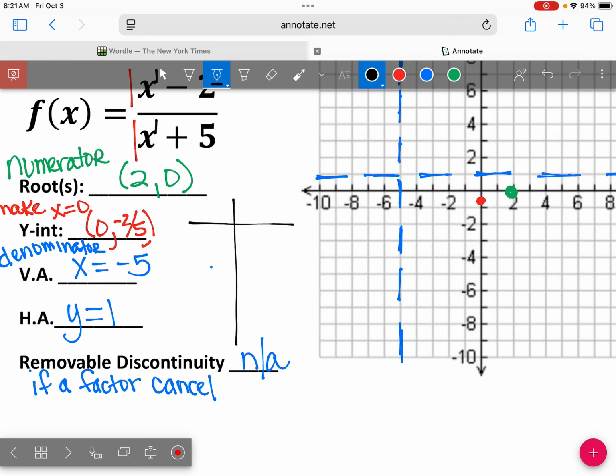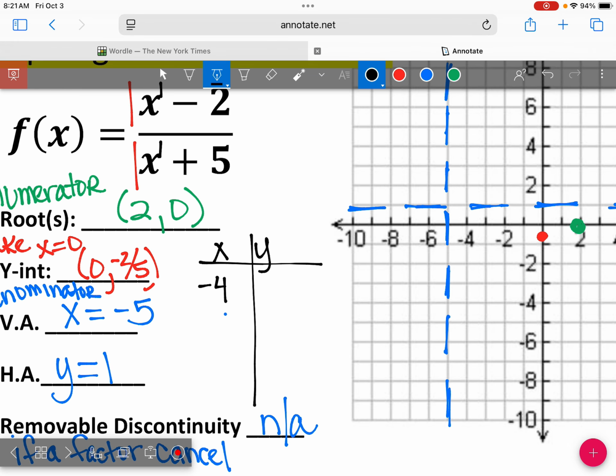So on my little T-chart, I'm going to do -4. So that means in my calculator, I'm going to take -4 minus 2 over -4 plus 5. Go ahead and see what you get for -4. So we're just substituting it into our equation.